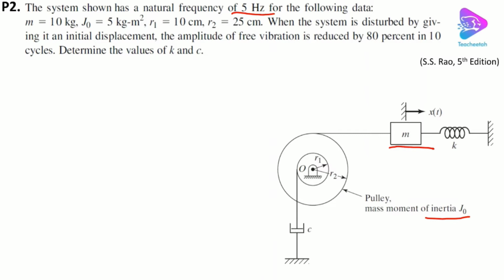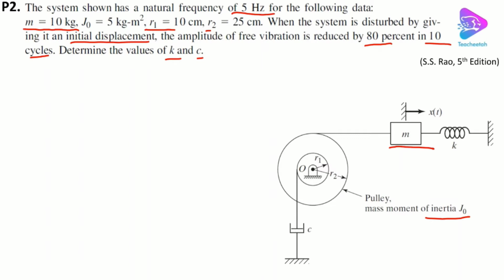And as you can notice, the natural frequency omega n of the vibration is given as 5 Hz. Other parameters like the mass, the J naught, the inner radius and outer radius are given. So the problem is saying if the system is disturbed by an initial displacement and the amplitude of free vibration is reduced 80% in 10 cycles, what are the values of K and C?